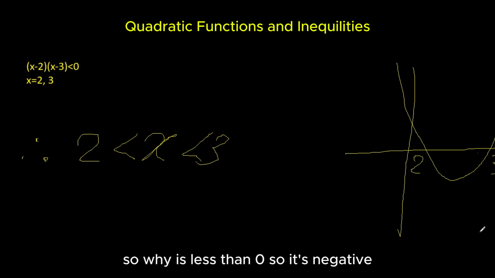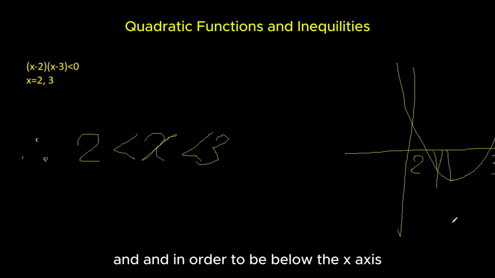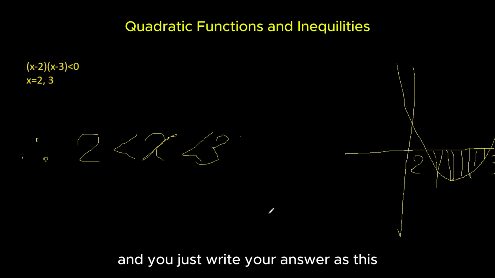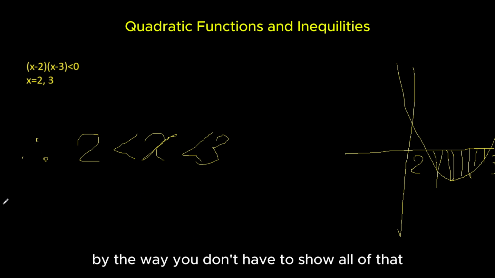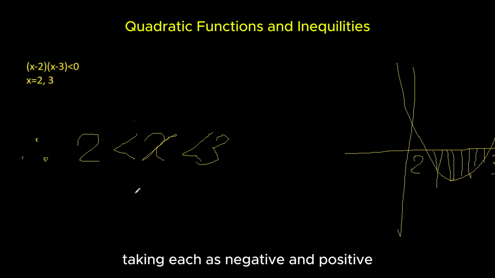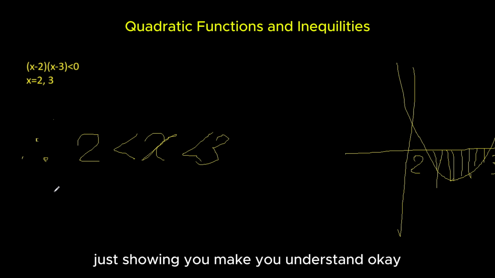So y is less than 0, so it's negative, meaning that it's below the x-axis over here. And in order to be below the x-axis, it needs to be between the values of 2 and 3 for this question, and you just write your answer as this. By the way, you don't have to show all of that: x minus 2 greater than 0, x minus 2 less than 0, taking each as negative and positive. That was me just showing you to make you understand.